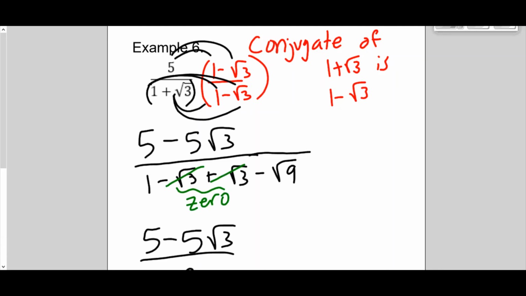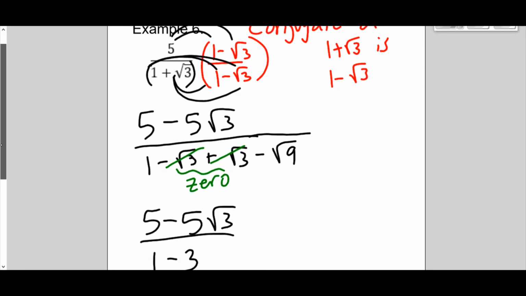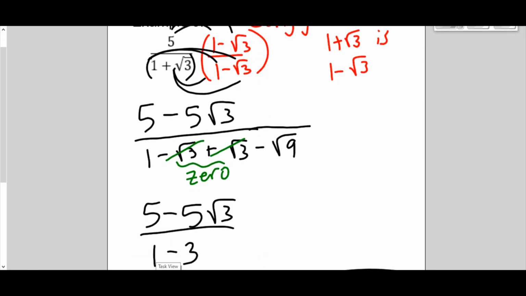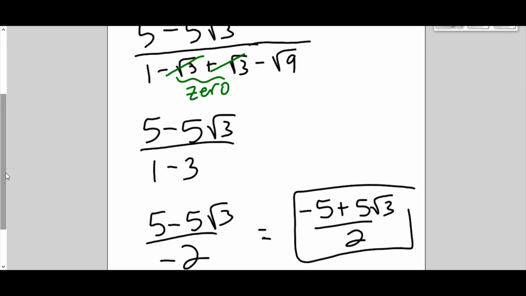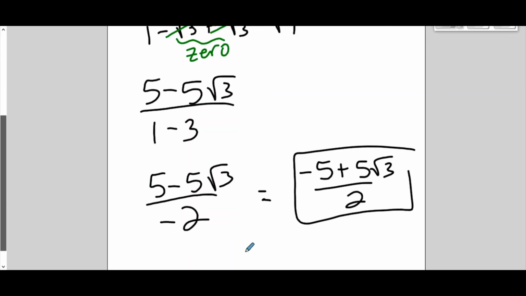So hopefully you gave this a try. When you distribute the 5 to the 1 minus square root of 3, you get 5 minus 5 root 3. And then when you FOIL the bottom, so 1 plus root 3 times 1 minus root 3, you get 1 minus square root of 3 plus the square root of 3 minus the square root of 9. Those plus square root of 3 and minus square root of 3 makes 0. So I get 5 minus square root of 3 over 1 minus 3. Simplifying that a little further, 1 minus 3 gets you -2. So it's 5 minus square root of 3 divided by -2.